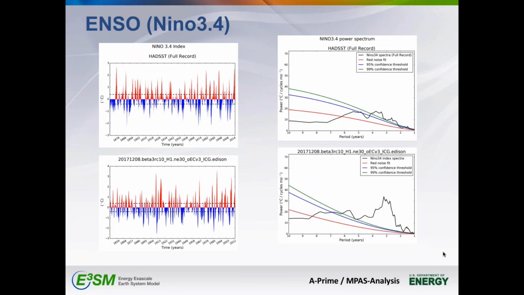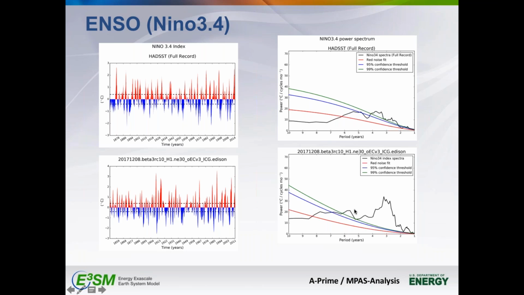Now, ENSO, Niño 3.4 index, time series, and spectrum. As most of you know, this is something that E3SM has struggled with for a very long time until there was a breakthrough by the ocean team, and they were able to correct some of their transfers in the ocean, and that led to substantially better ENSO. And that is still the case. We have an ENSO, which is great. For a long time, we didn't have any.